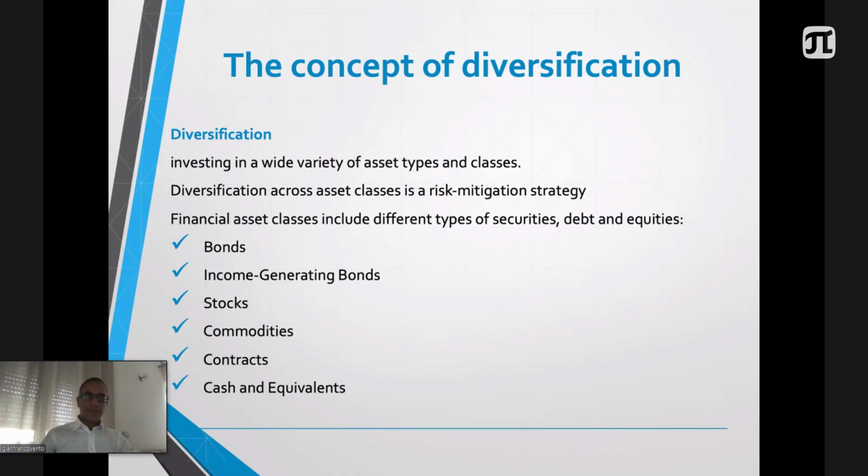So let me spend a couple of words about those types of securities. Well, bonds are debt instruments issued typically by governments and large companies, but nowadays more and more small companies are also issuing bonds in order to raise funds directly in the financial market. Income-generating bonds are a subset of bonds and pay interest on a regular basis. Then we can have stocks.